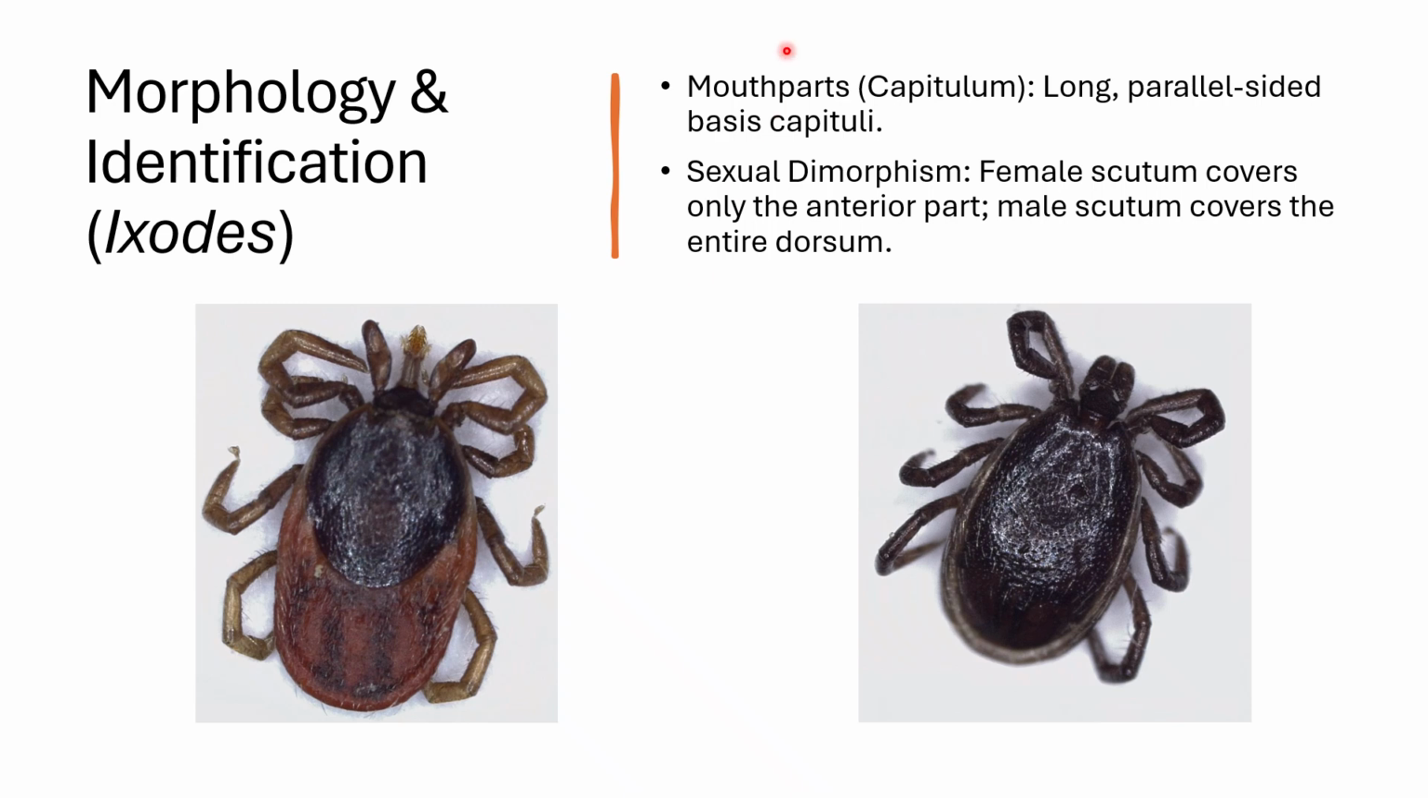For the mouth parts, or the capitulum, the mouth parts are described to be long and the basis capituli is parallel-sided. For sexual dimorphism, as in all the other hard ticks, the female scutum, as shown in the diagram, covers only the anterior part, and the male scutum covers the entire dorsum.